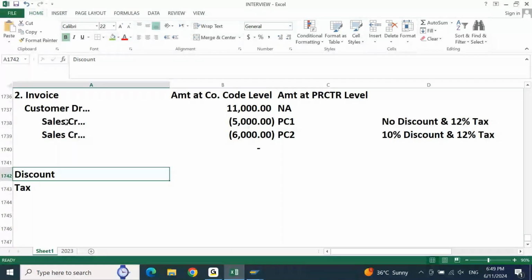Based on the payment term, what will the system do? It will verify what your baseline date is. According to the baseline date, the system is going to consider what your due date is, and it will also verify what your payment date is.